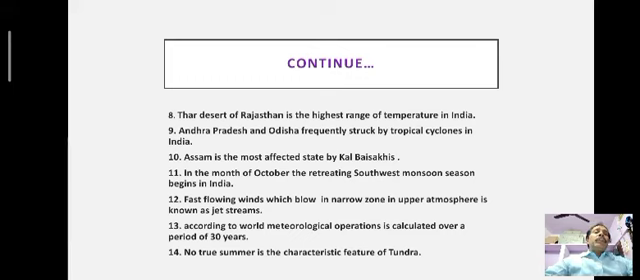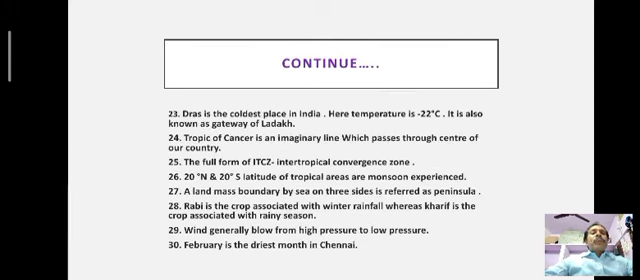So according to the World Meteorological Organization, climate is calculated over a period of 30 years. Clear? There is a place that is known as tundra. In that place you will not feel the summer. So it is told that no true summer is the characteristic feature of tundra. Okay.